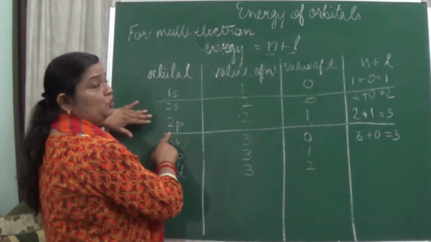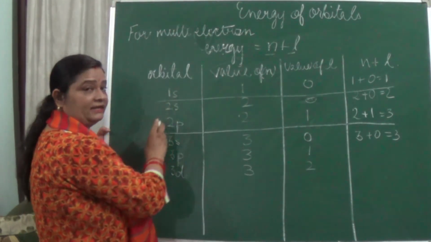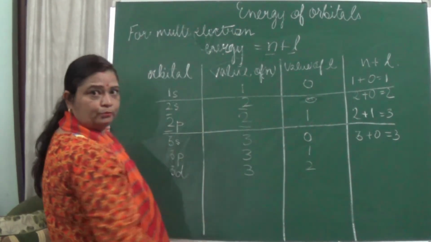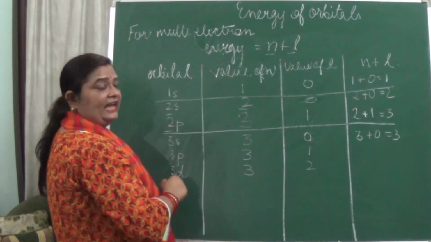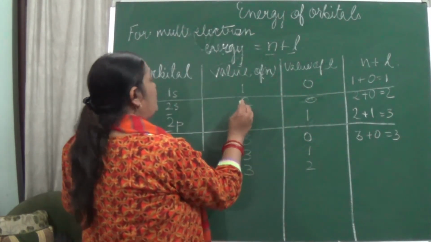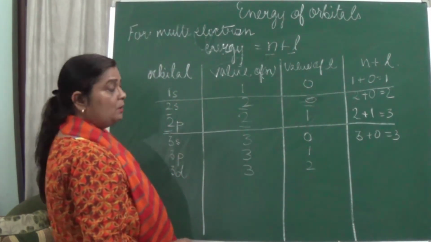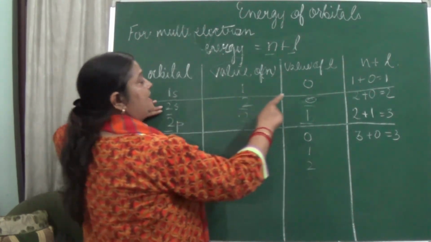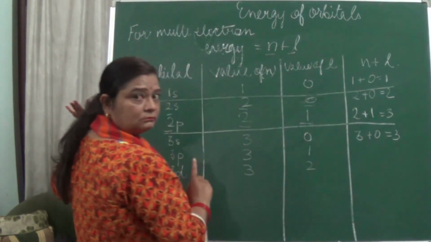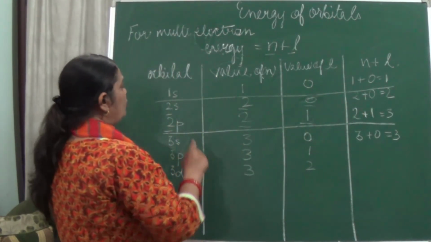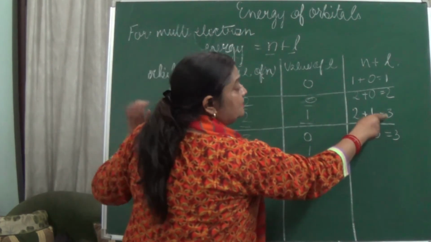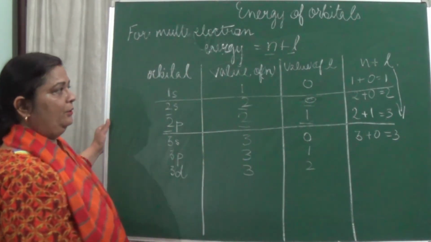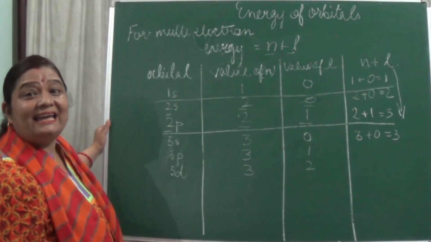2s and 2p belong to the second shell, isn't it? So the value of n for this becomes 2. Now the value of l over here: for s, the value of l is 0, and for p, it is 1. Now, for 2s, the energy will be 2 plus 0, that is 2. For 2p, it will be 2 plus 1, that is 3. So now you can see from here that the energy is increasing.